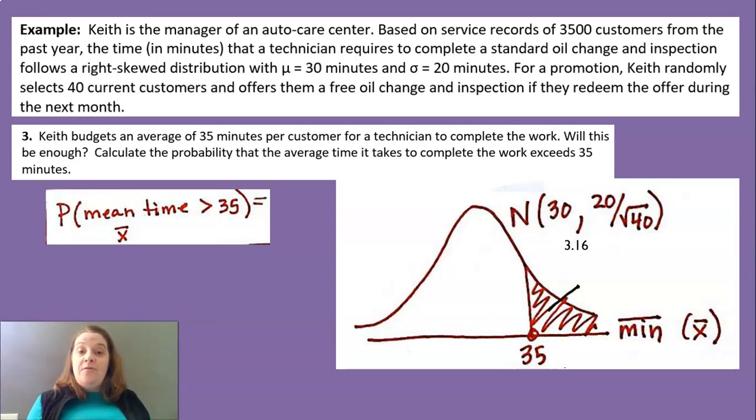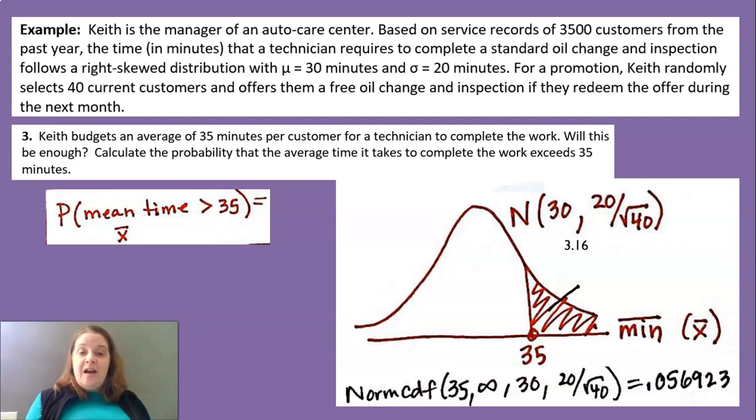All right, so I know from the previous work on the problem that this is normally distributed because the sample size was large enough. I know that the mean was 30, and I know the standard deviation was 20 over the square root of 40, which is about 3.16. And I want to know what's the probability the average is greater than 35. So I'm going to use my norm CDF from 35 up to infinity with a mean of 30 and a standard deviation of about 3.16. Gives me 0.056923. That is about 0.057 for that probability.